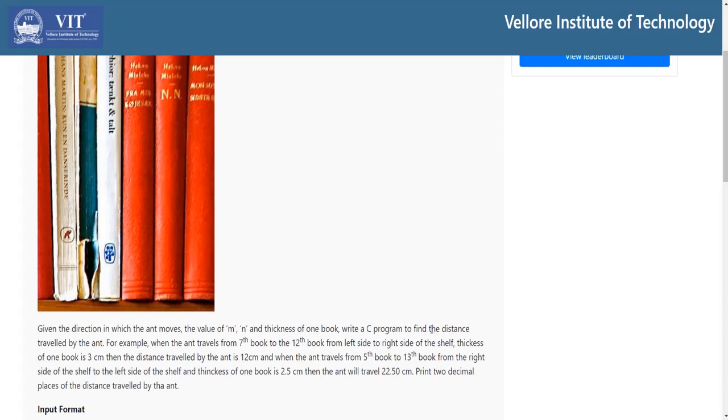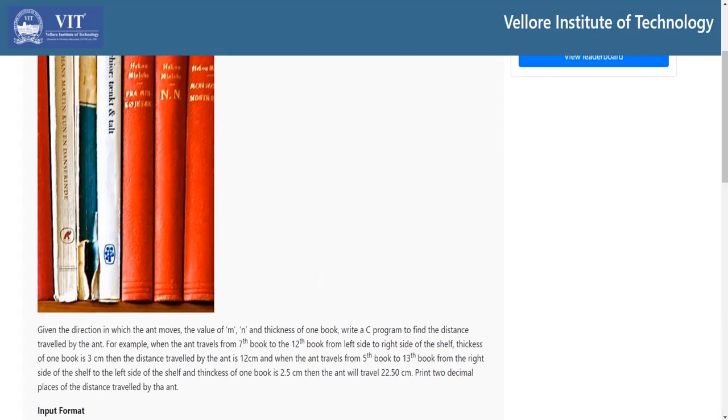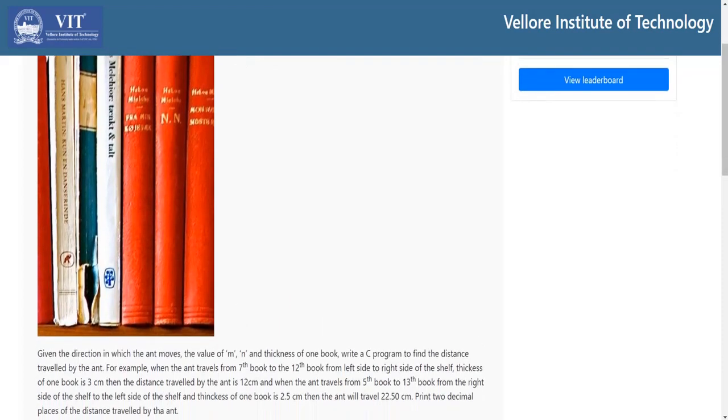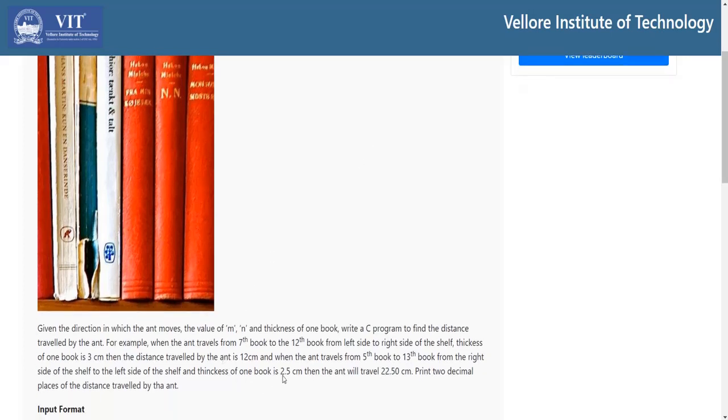If the ant travels from right side to the left side, the books covered by the ant will be 5, 6, 7, 8, 9, 10, 11, 12, and 13. So 13 minus 5 is 8, plus 1, that is equal to 9. So if the ant starts from the 5th book until the 13th book, it covers 9 books, and the thickness of each book is 2.5 centimeters. So 9 into 2.5 is 22.50 centimeters. The total distance traveled by the ant will be 9 multiplied by 2.5, that is 22.50 centimeters.